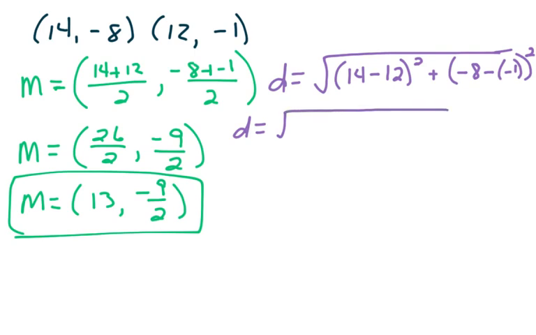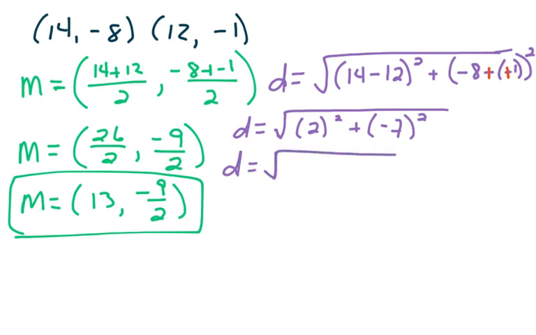Simplify inside parentheses first. 14 minus 12 is 2 squared, plus subtracting a negative is the same thing as adding a positive. So it's negative 8 plus 1. I have a hole that's 8 feet deep, and I add 1 foot. It's now a hole that's 7 feet deep. And now I'm squaring that, though. Squaring. Order of operations again.